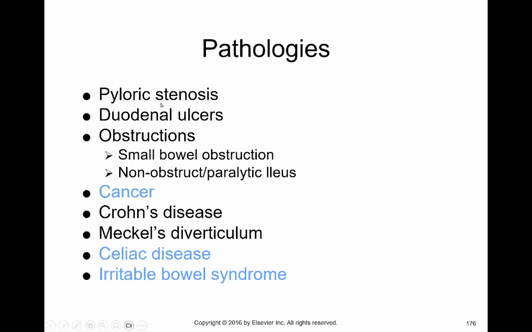So we've got pyloric stenosis, and I described that earlier, and I'm going to show that to you here in a minute. Duodenal ulcers, again, the danger in a duodenal ulcer is whether or not it's perforated. Has the duodenum been perforated? Do we have an open cavity or an open passageway into the peritoneal cavity? Obstructions, for our purposes, we're not really going to distinguish between an actual obstruction and a paralytic ileus. For our purposes, they really don't look all that different. And then we've got Crohn's disease and a Meckel's diverticulum.